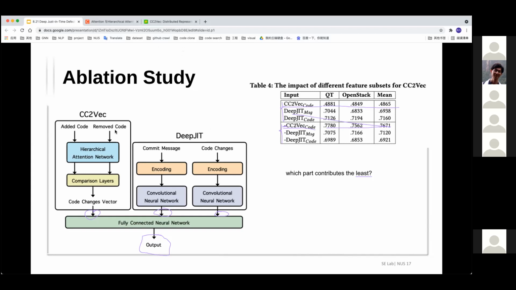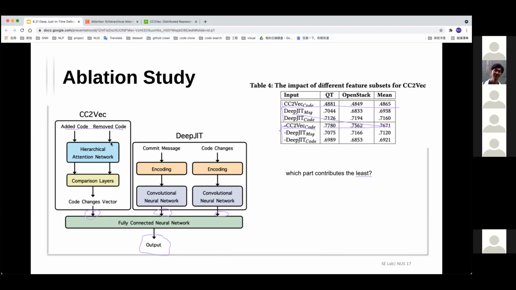I don't think it's about code, because CC2Vec also didn't add the code. They just added the code change information. But changing the code is still code, right? It's just like adding and removing words. Okay. But they do not contain any code information inside. Which code is added and which code is removed will be contained in CC2Vec, so maybe it's code information.